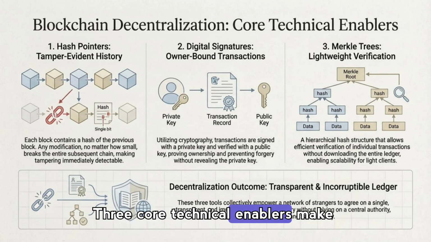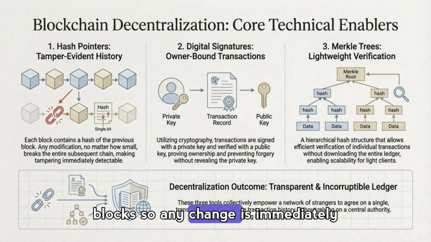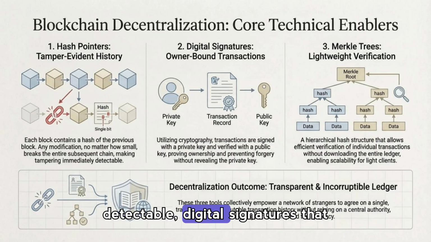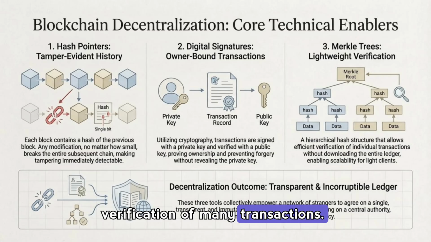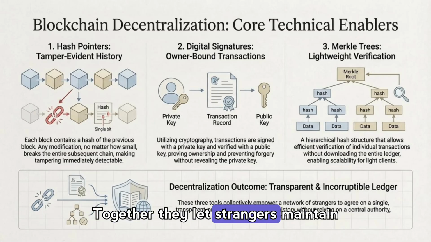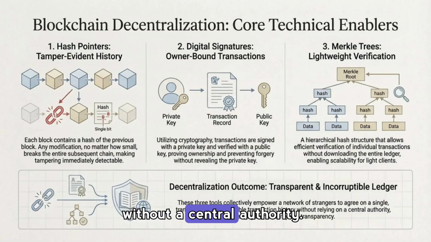Three core technical enablers make blockchain tamper-evident and verifiable. Hash pointers that link blocks so any change is immediately detectable. Digital signatures that bind transactions to owners without revealing private keys, and Merkle trees that allow lightweight verification of many transactions. Together, they let strangers maintain a transparent, incorruptible ledger without a central authority.